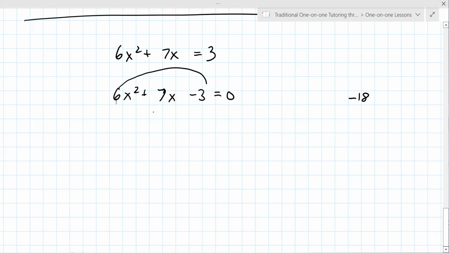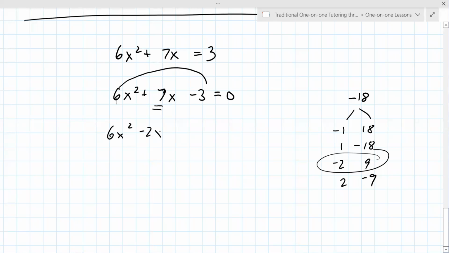Yes. You're looking for two numbers that multiply to -18 and add to 7. So you can either make your list like I'm doing, or maybe it just jumps out at you. But the answer is -2 and 9. Okay, these are the ones that work. So you're rewriting 7x as -2x plus 9x.